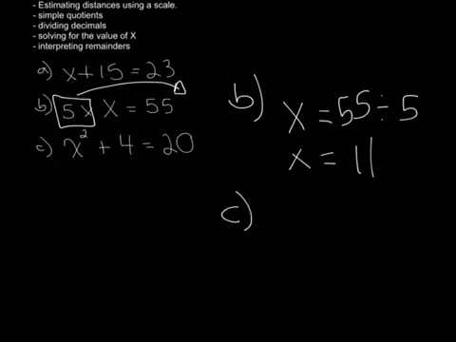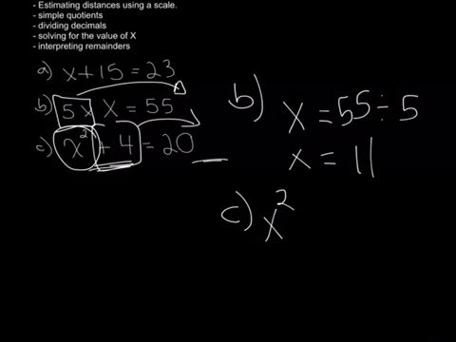X squared, we must isolate the X. Okay? So leave X squared on one side by itself. Take this plus 4 and move it to the other side, so it becomes negative. Okay? It becomes the opposite. Here we're adding, over here we must subtract. So it becomes equals 20 minus 4.